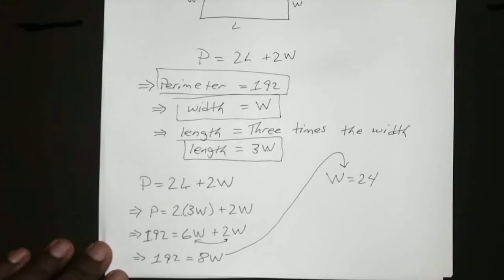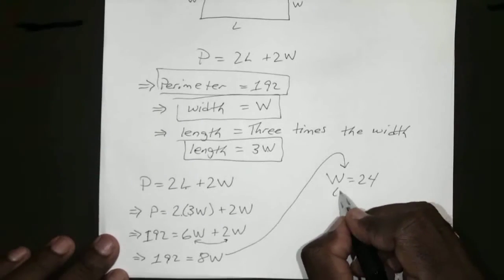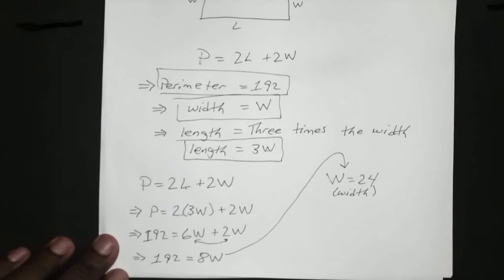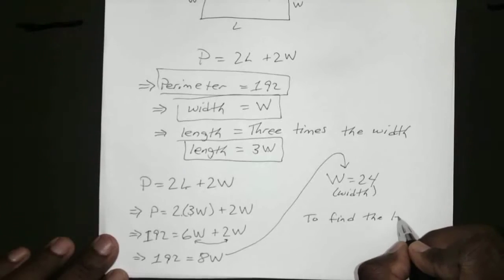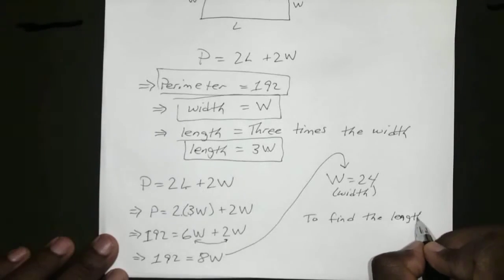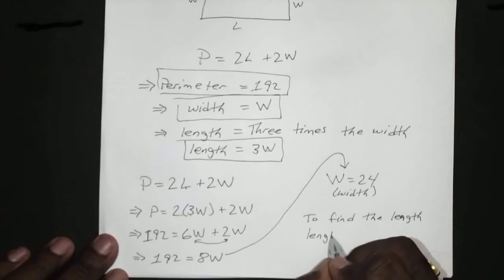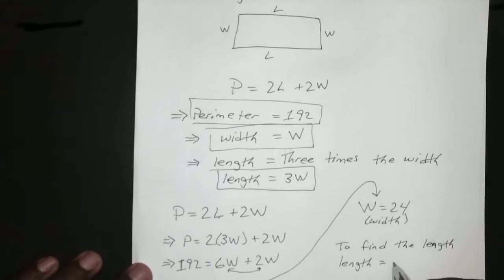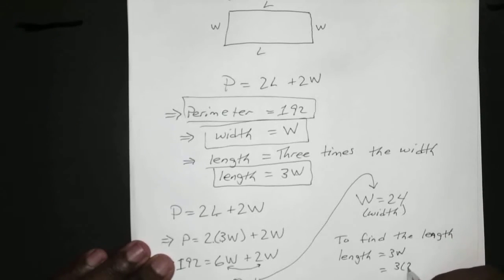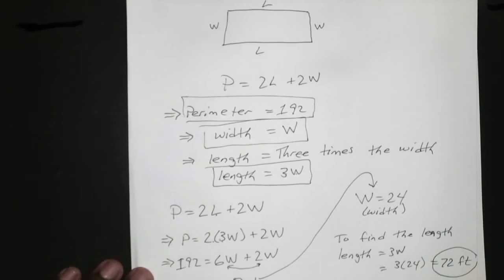Okay. But remember, they wanted to know the length, not the width. So to find the length, we know that the length, just from up here, is equal to 3W, which is equal to 3 times 24, which is equal to 72. Okay, so that will be your final answer.